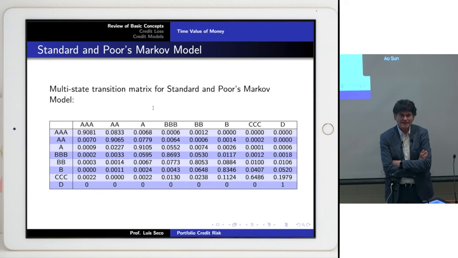But Merton did something which is of historical relevance, in my opinion. The Black-Scholes-Merton theory was done in 1973. And his famous credit risk paper was done in 1974. Because as we will see next week, he needed the Black-Scholes-Merton theory to do his Merton model.